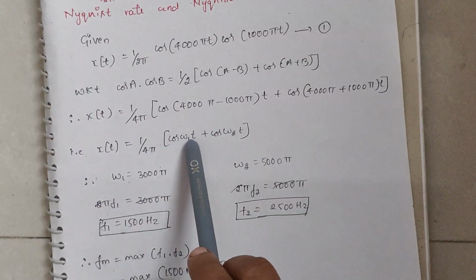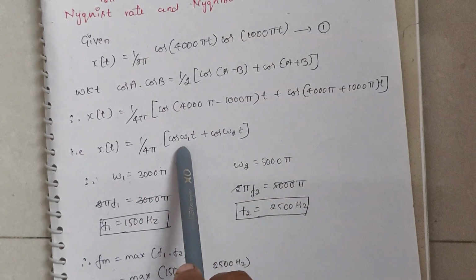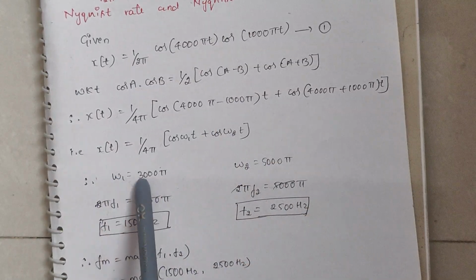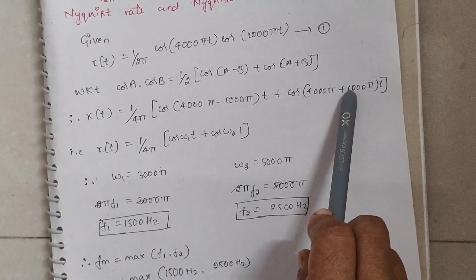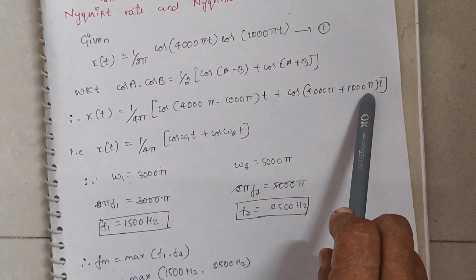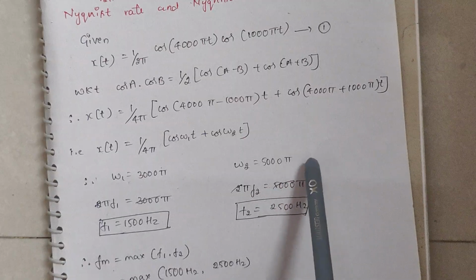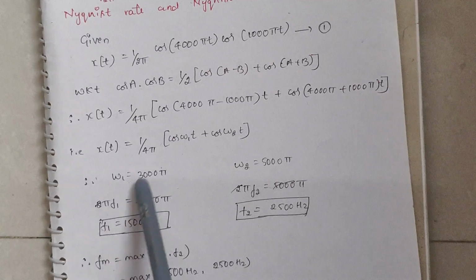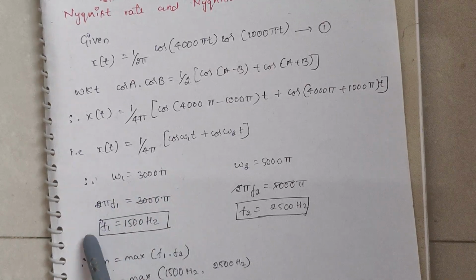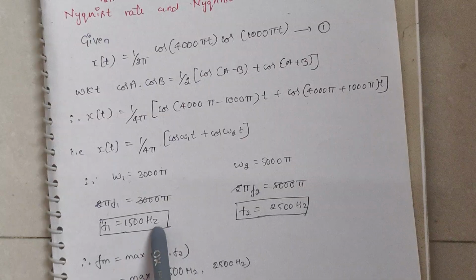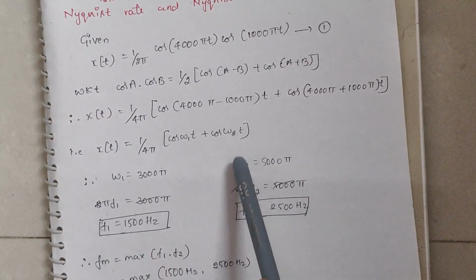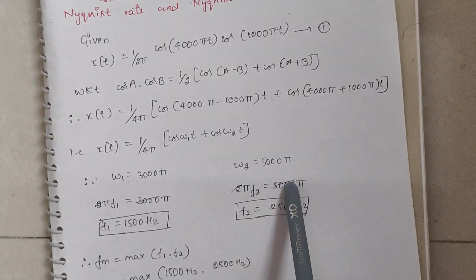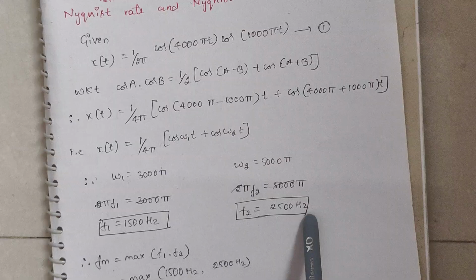Now x of t is equal to 1 by 4 pi. Standard equation we are writing, cos omega 1 t plus cos omega 2 t. What is omega 1? It is 4000 pi minus 1000 pi is 3000 pi. That is, omega 1 is 3000 pi. Similarly, omega 2, when we compare with this, 4000 pi plus 1000 pi is 5000 pi. Omega 2 is 5000 pi. Now, as we know, omega is angular frequency, 2 pi f1 is equal to 3000 pi. So, pi and pi will get cancelled. F1 is 3000 by 2 is 1500 Hertz. Similarly, omega 2 is 2 pi f2 is equal to 5000 pi. Pi and pi will get cancelled. F2 is 5000 by 2 is 2500 Hertz.